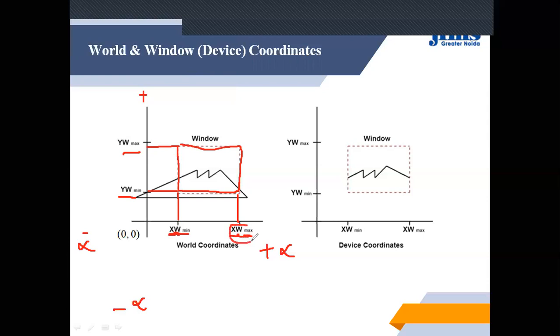So these are the maximum coordinate on x-axis, and these are the minimum coordinate on x-axis. Same, this is the minimum coordinate of the window on y-axis, and this is the value of the maximum coordinate of the window on y-axis.